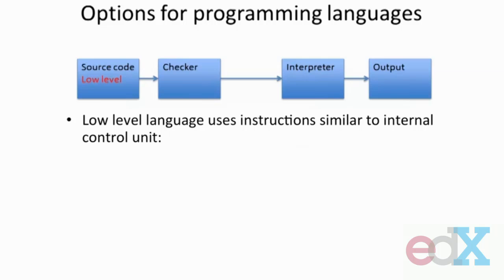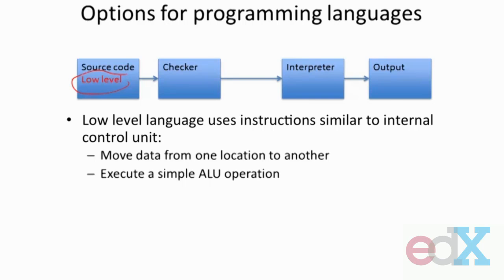One choice is that we can use what's called a low-level programming language. Low-level says that the instructions we type in or that we enter into the computer are very similar to the internal control unit we saw last time. Those instructions might be at the level of saying, move data from one location in memory to another, or execute a simple ALU, or arithmetic logic unit operation, like add, subtract, compare. It might also involve jumping to a new point in the sequence of instructions based on that comparison, but the programming would be done at a very low level.